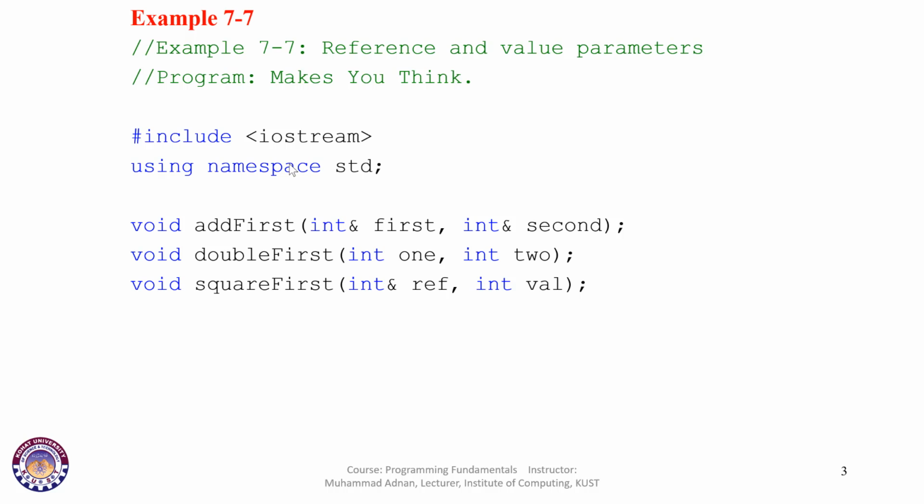In the third function, which is called squareFirst, we are passing the address of the ref variable, and in the second case we are just passing a copy of the val variable. So these are the three declarations, or you can say signatures or prototypes of the functions. Remember, they have a void return type and they have two parameters, but we are going to understand how references work when the function is called, and how the copy of a variable is made. So we are going to differentiate between reference and value variables or parameters.